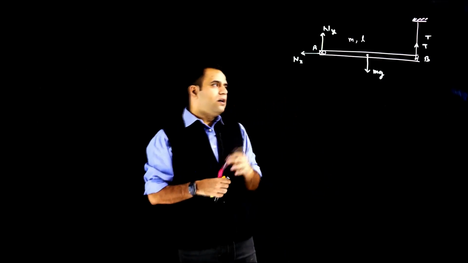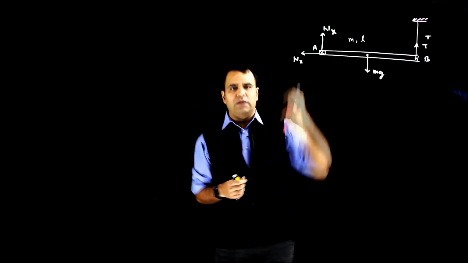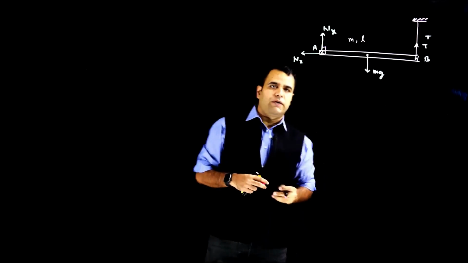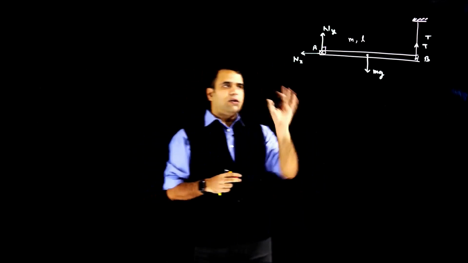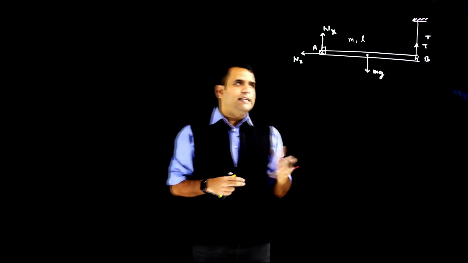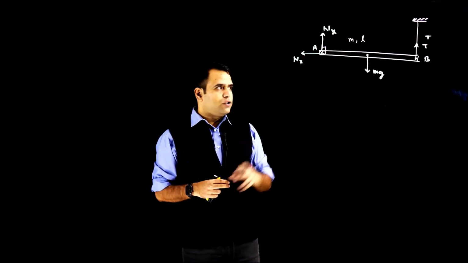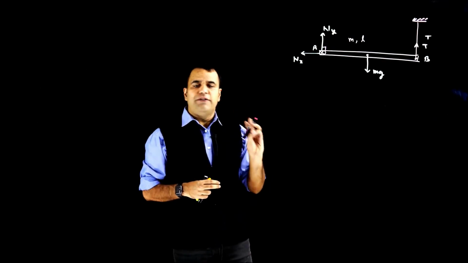Direction of one force I have taken along the length of the rod, and the direction of the other force I have taken along the perpendicular of the rod. So if I calculate Nx and Ny separately, by taking the resultant of these two, I can calculate the reaction force. So there are a total of 3 forces here.